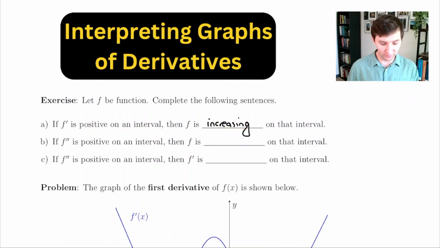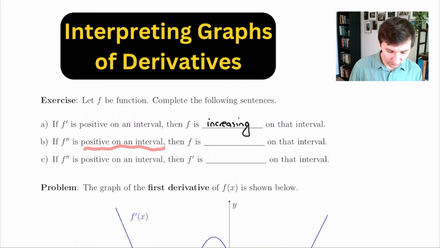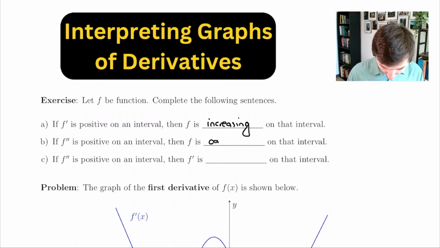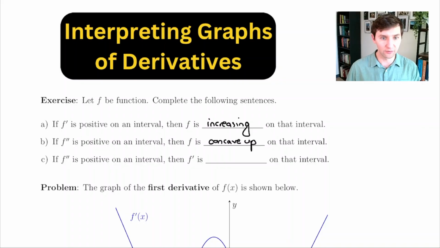The second derivative tells you about concavity. If the second derivative is positive on an interval, then the original function is concave up on that interval. And if the second derivative is negative on an interval, then the function will be concave down on that interval.